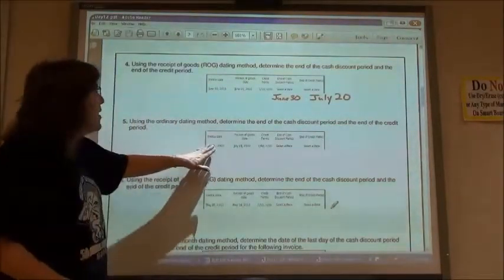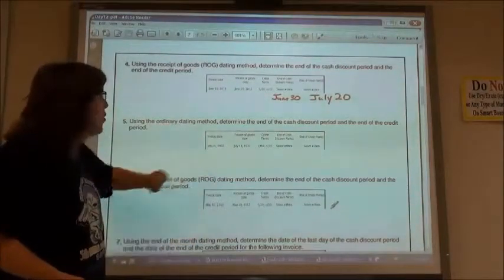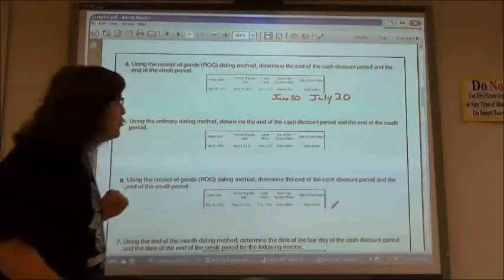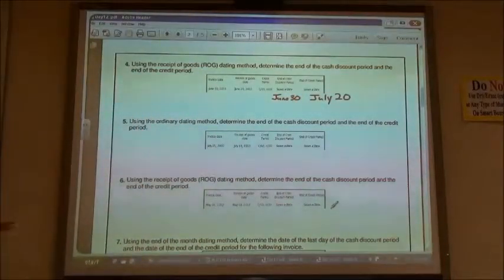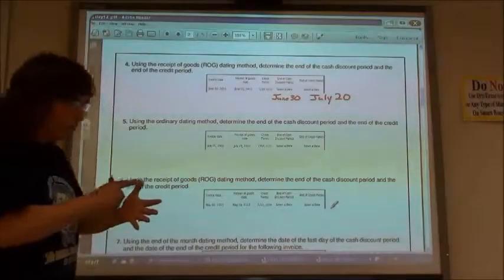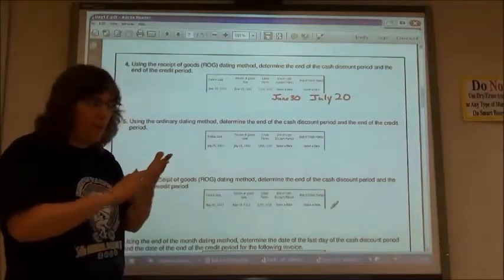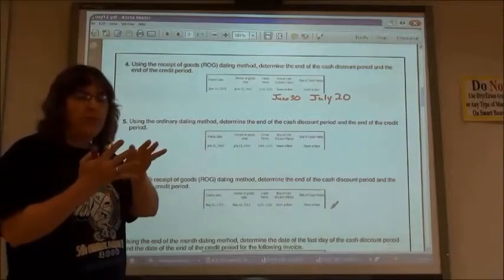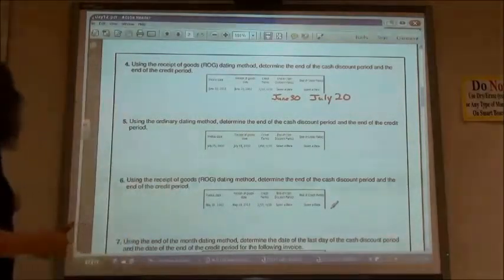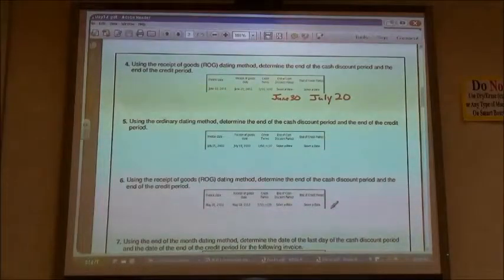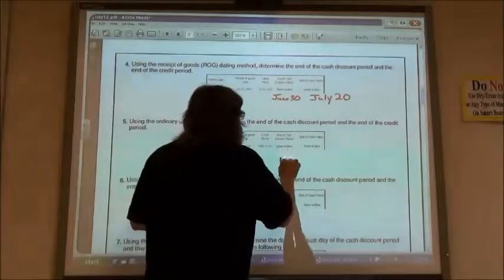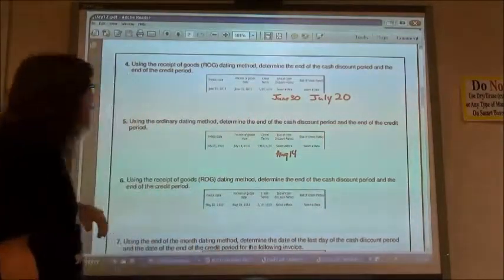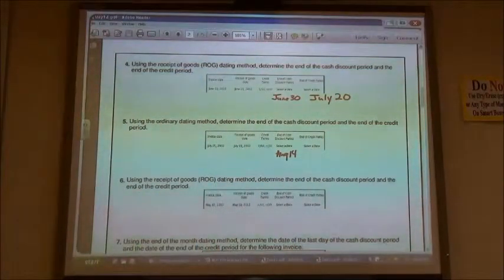So on this one, my invoice date, because I'm doing ordinary dating, is July 25th. My credit terms, 2/10. So I have to go 10 days from July 25th. So 26, 27, 28, 29, 30, 31, August 1st, 2nd, 3rd, 4th. So the end of my cash discount period is going to be on August 4th. I probably should put the year since that says 2013, but I'm just going to go like that, August 4th.